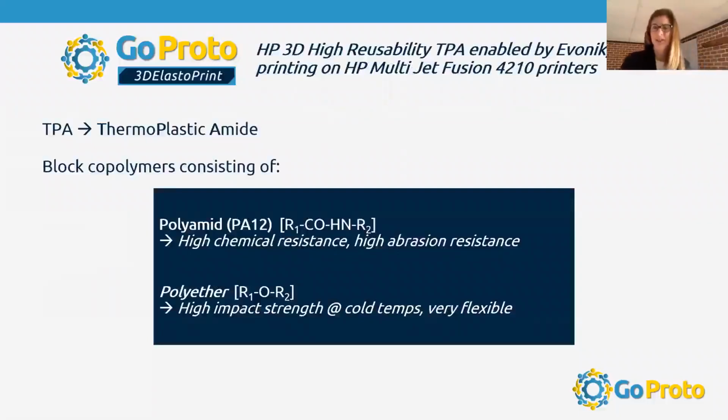This one is based on PA12, as we are the market leader in producing PA12, back to the butadiene. So we have a lot of formulation capabilities as we're producing the material. The PA12 gives you high chemical resistance, high abrasion resistance, and the polyether soft block gives you high impact strength at cold temperatures and gives you the flexibility.